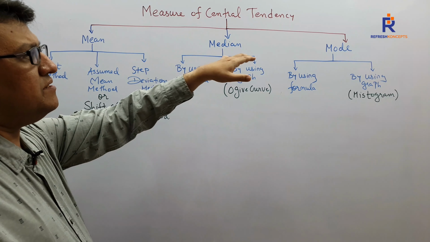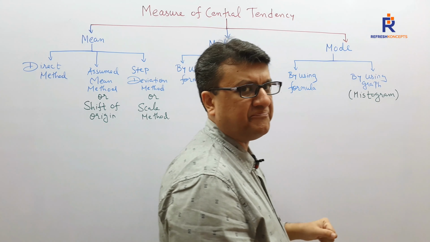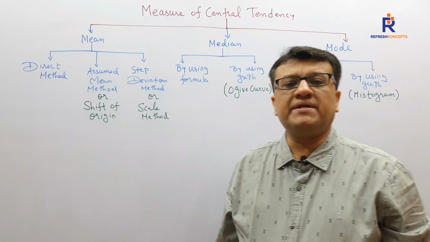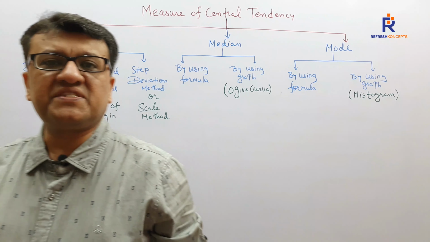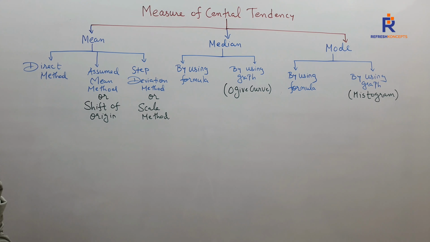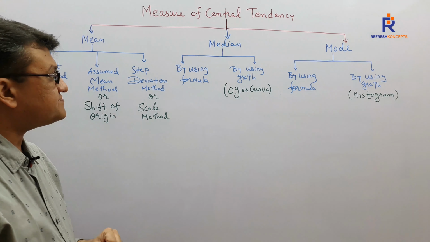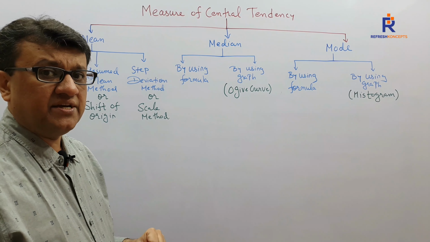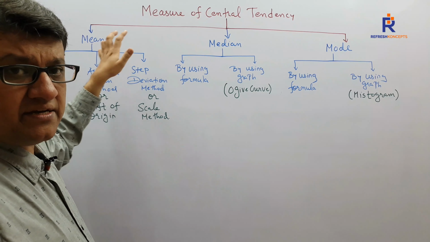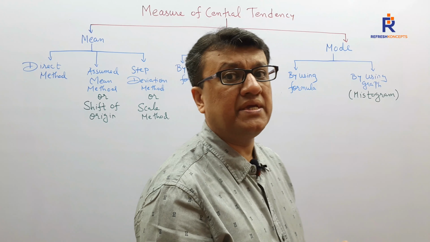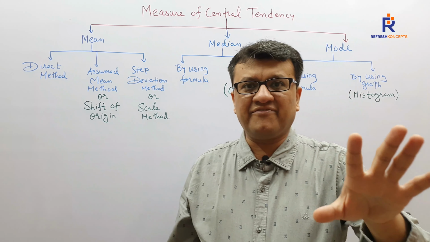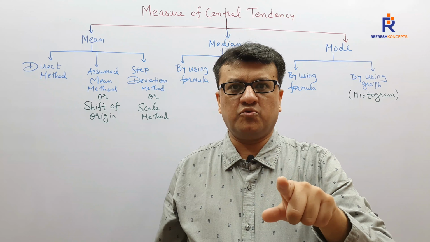Mean, median, mode are the three main parts of measure of central tendency. If somebody has to say that measure of central tendency means what? Finding mean, median, mode is what measure of central tendency is all about. Now we are very much aware about this word mean, right? Right from lower classes you are dealing with mean. What is mean? Average, sum of all scores upon number of scores.